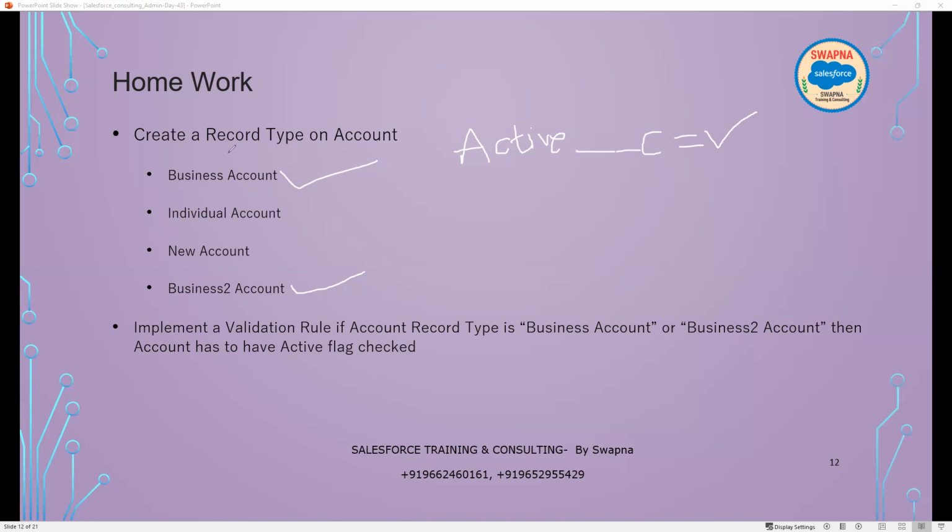So three things you need to do. One is record type creation. The second thing is that you need to create a page layout. Each record type should have a page layout. Then the third one is you need to create a validation rule.